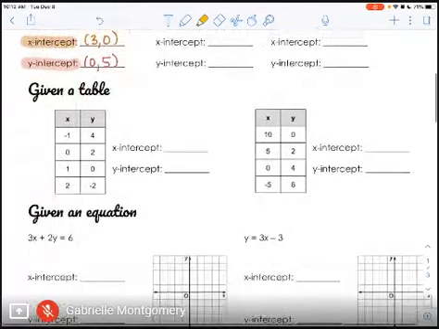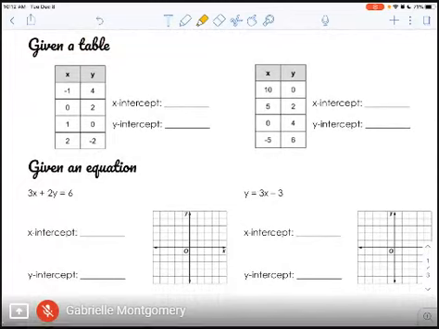This time we're going to be given a table. So if you're writing notes by hand, you're going to write given a table. And again, we have a couple examples here. If we're given a table, we're going to use the idea that intercepts happen at zeros, okay? So our y-intercept happens when x is 0, and our x-intercept happens when y is 0. So if I'm given a table of values, what I'm going to look for are zeros.